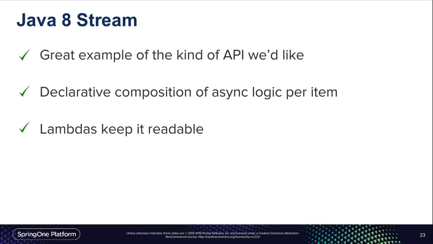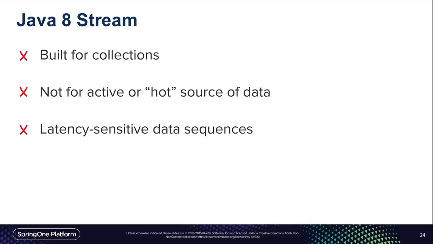Now, Java 8 Stream is actually a good example of this. It has even more of what CompletableFuture provides, but for a stream of values. It gives us, again, declarative composition for asynchronous logic to be applied on each individual item of that stream. And once again, we can use lambdas to keep things readable. It looks beautiful, but Java 8 Stream is, of course, built for collections.